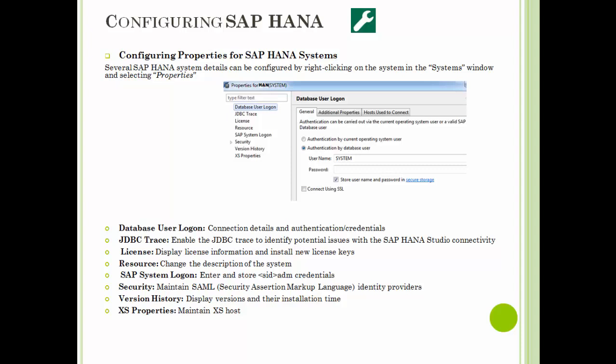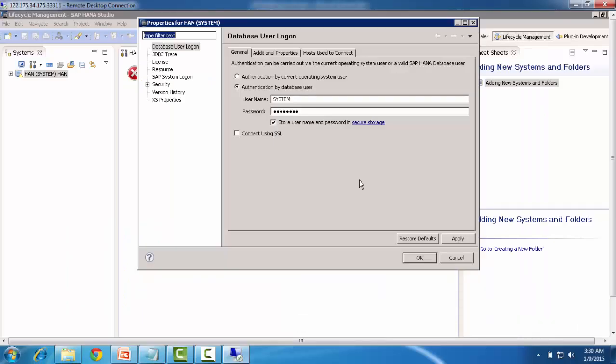See, now I have logged into HANA Studio. I've navigated to the properties option by right clicking on the system and choosing properties. First option is database user logon. As I said, we can store the password of the database user with which I have logged in, in the secure storage, and also I can mention the password of the current operating system user.